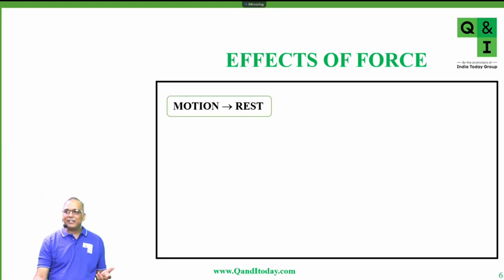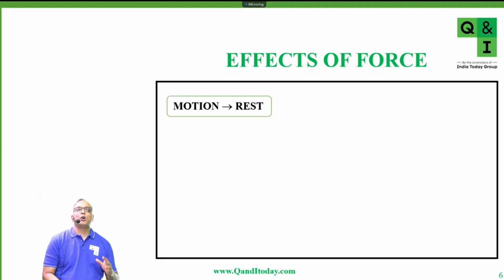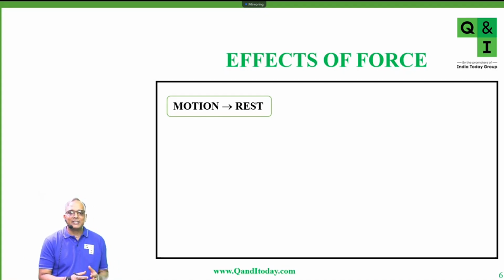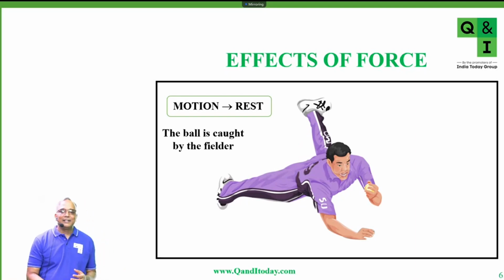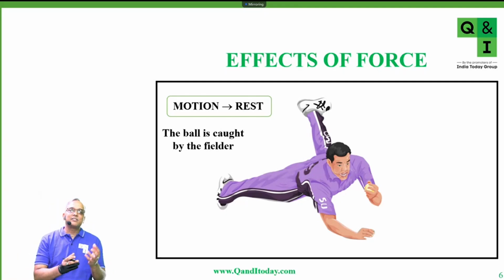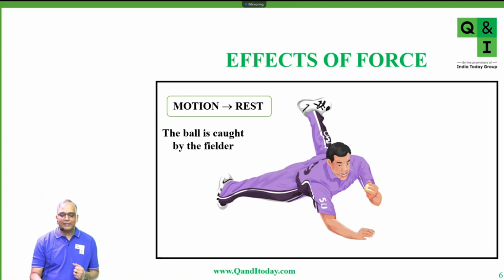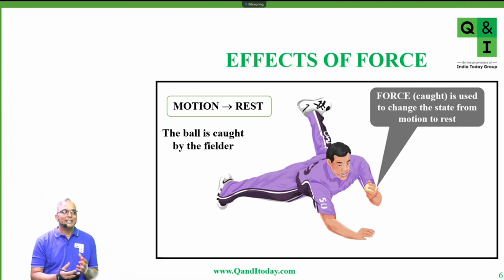Now, the second effect: if there is a body already moving, it can be brought to rest by application of a force. For example, a fielder catches a ball near the boundary. The ball was moving and it came to rest when the fielder caught it, right? So here a body in motion has been brought to rest. This is another effect of force. The force the fielder applies to catch the ball is used to change the state of the body, from motion to rest.